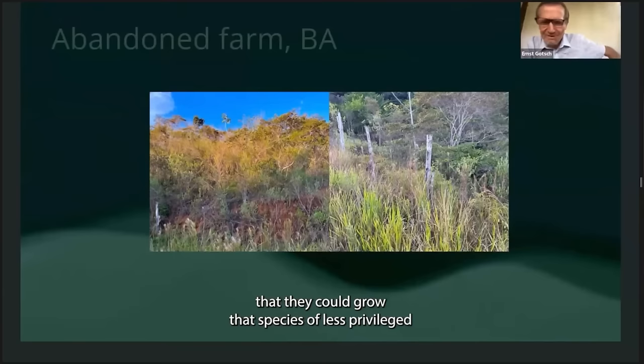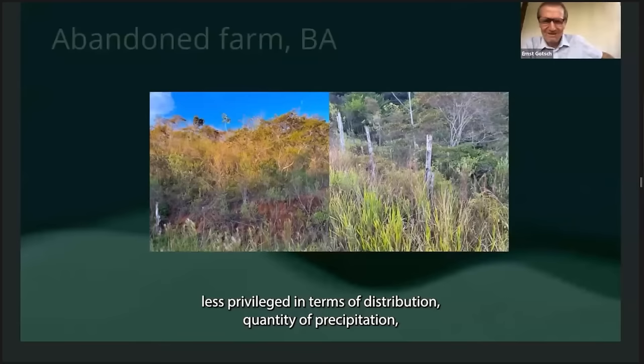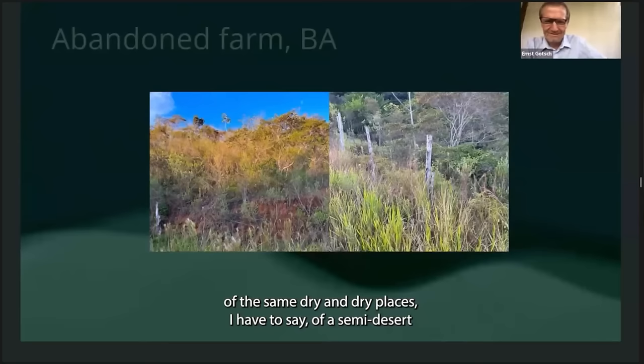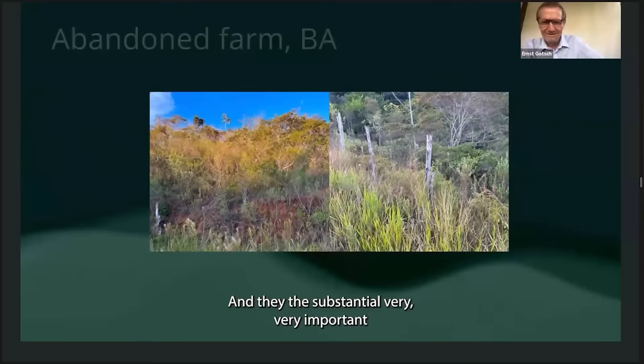That is a species of less privileged types of ecosystems, less privileged in terms of distribution, quantity of precipitation, available minerals, and capacity of water retention. These functions are very well used in extreme cases, in bare soil situations, in semi-dry and dry places, with semi-desert species like agaves and some cactus. They were very important for the first moment, always creating life, planting and optimizing a life process for photosynthesis.